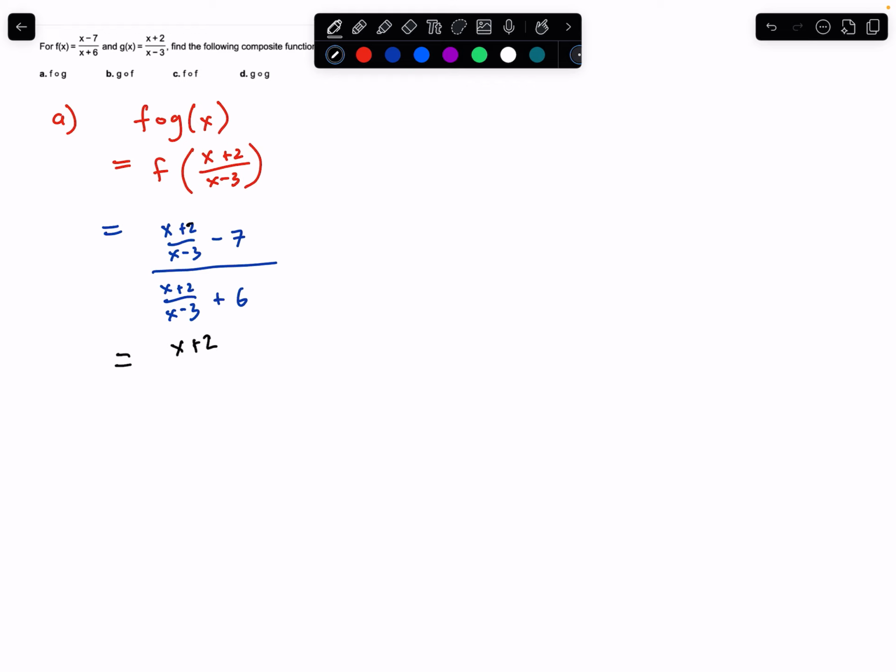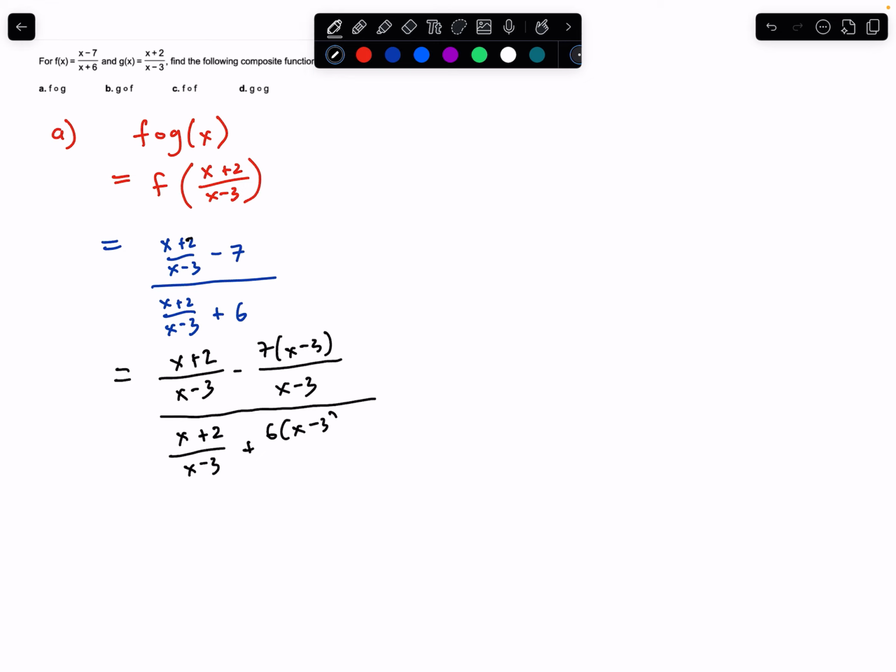So just keeping that original x plus 2 over x minus 3 here. Now 7, you're going to multiply that by x minus 3 in the top, and then do the same thing in the bottom, x minus 3 in the bottom. You're going to do the same thing for the 6. This time it's also x minus 3. Okay, so now you have like fractions you can add on the top and the bottom, right?